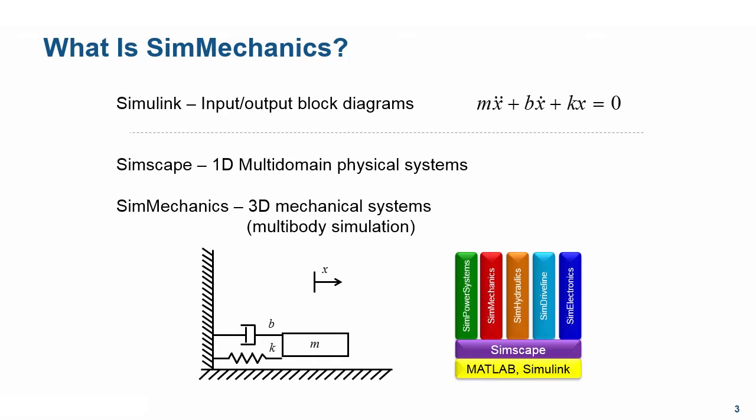SimMechanics provides the ability to easily model rigid body mechanical systems both in 2 and 3 dimensions, whereas Simscape models one-dimensional multi-domain systems. SimMechanics can also be interfaced with Simscape. Please refer to the documentation link in the resources section to get more information about this. This introduction gives us an idea about what SimMechanics is capable of. Let's take a look at an example by switching to MATLAB.